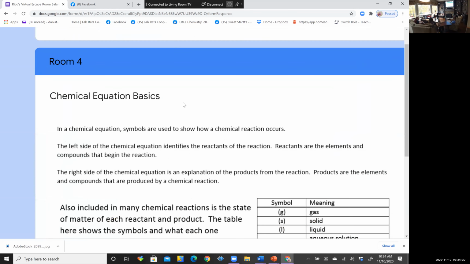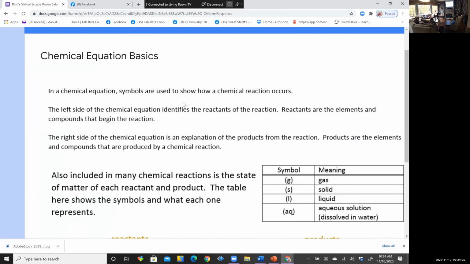Chemical equation basics. In a chemical equation, symbols are used to show how a chemical reaction occurs. The left side of the reaction equation identifies the reactants of the reaction. Reactants are elements and compounds that begin the reaction. The right side of the chemical equation is an explanation of the products. Products are the elements and compounds that are produced by a chemical reaction.